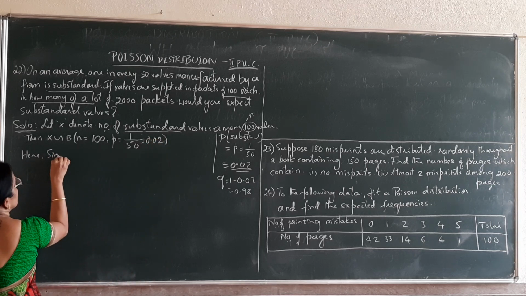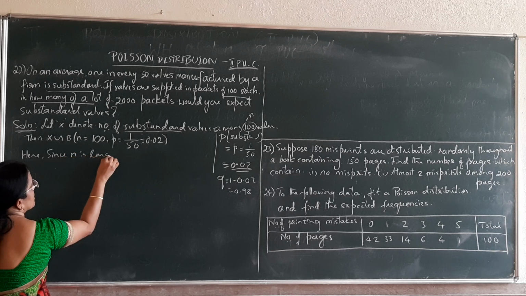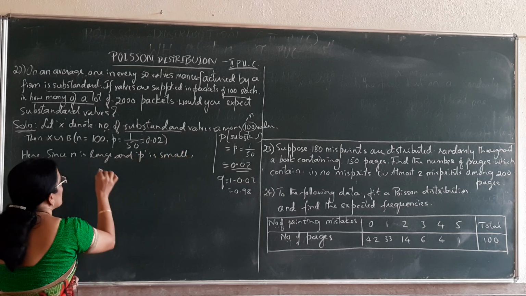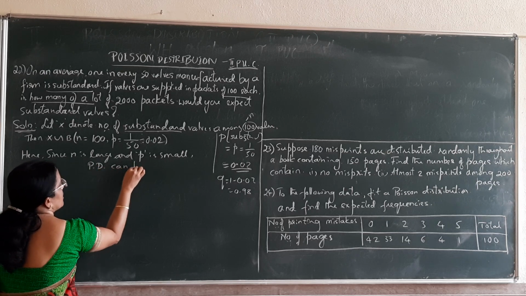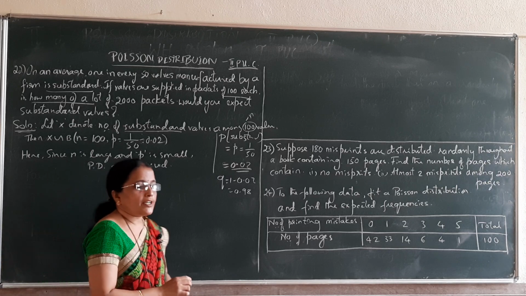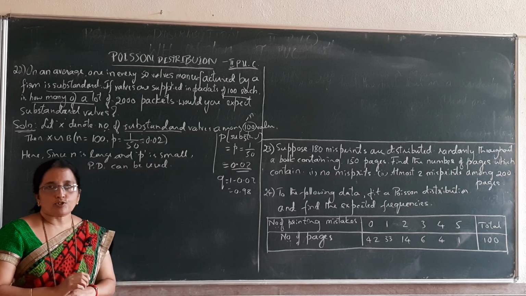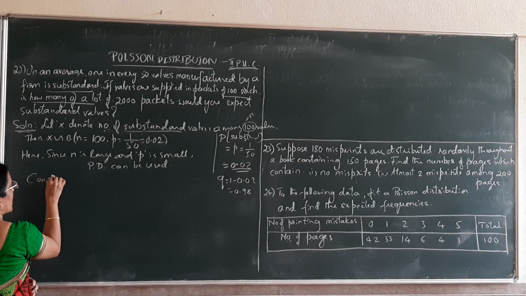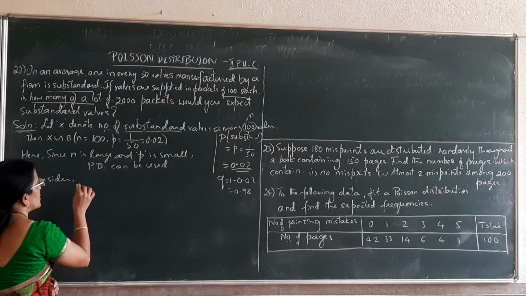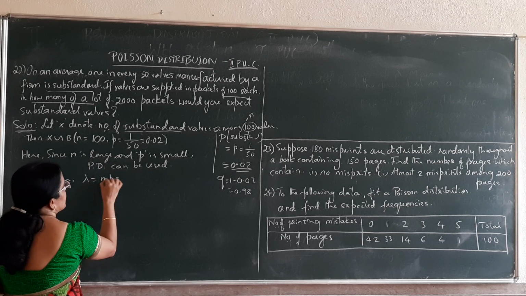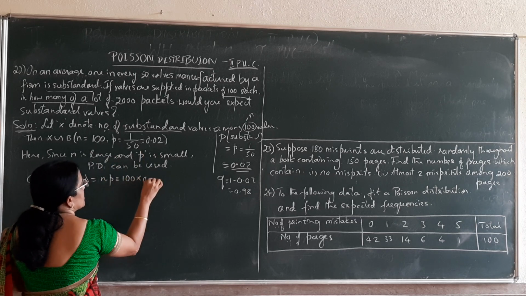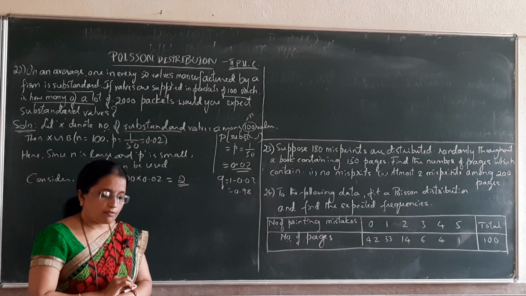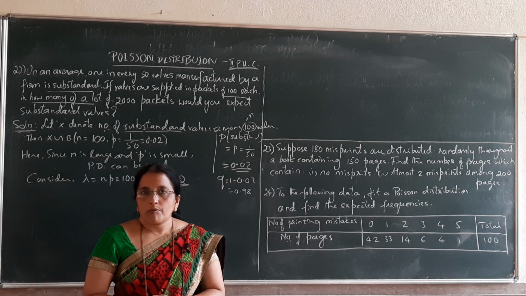Next, since n is large and p is small, which distribution can we use? Poisson distribution can be used with the help of one of the features. Binomial distribution tends to Poisson when n tends to infinity and p tends to 0. For conversion we consider the third condition, lambda equal to np. What is n? n is 100 into p is 0.02, so you will be getting 2. Now we converted the given binomial problem into a Poisson problem.